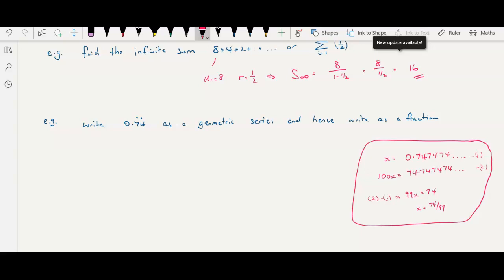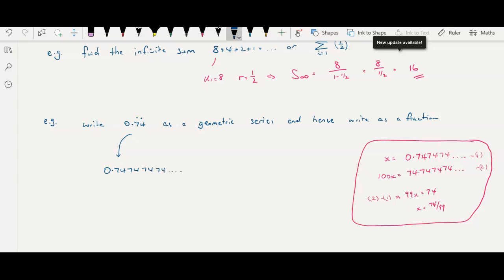So what we're going to do now is the same. We want to achieve the same aim. We want to achieve a fraction for this decimal, but we're going to go via a geometric series. And it's quite a nice little exercise, this one. So 0.74, we're going to consider this as a geometric series. So let's have a look at it. 74, 74, 74, 74. We get the idea.